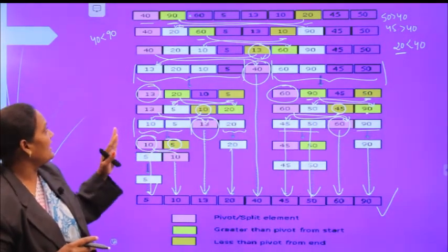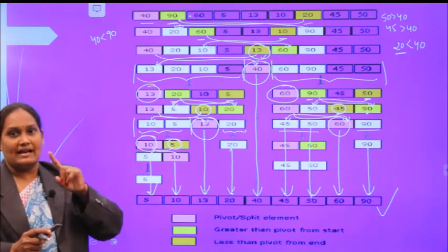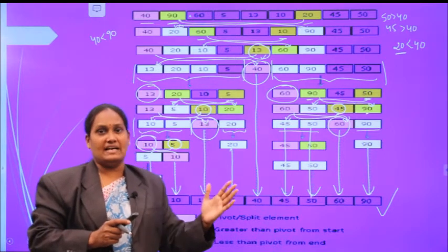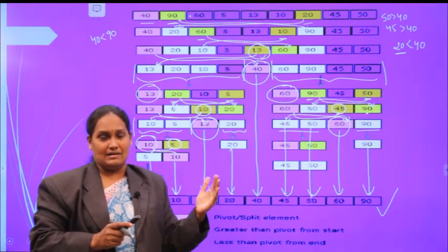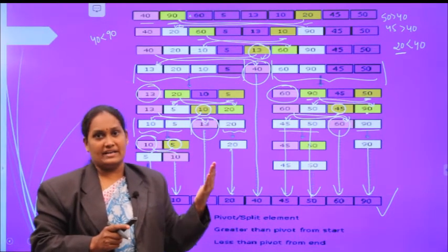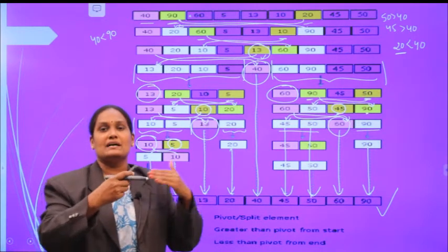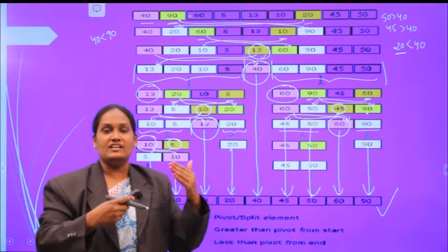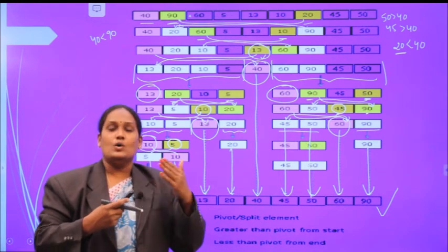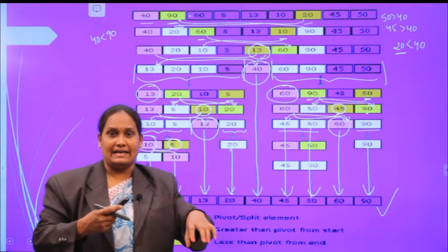So I hope you all understood the quicksort procedure. What we are doing is considering randomly one element as the pivot element. From the left side, we consider the element greater than the pivot element. From the right side, we consider the element less than the pivot element. Both elements are to be swapped. If you continue the same procedure, at the end the pivot element is rearranged to its correct position.